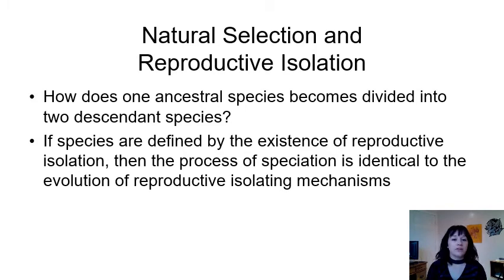So how does one species become divided into two, right? Typically, what we're going to use as our rule is if a species acquires some new trait or behavior that allows it or prevents it from mating with others of its original species, now it is officially different enough to be considered a new species.